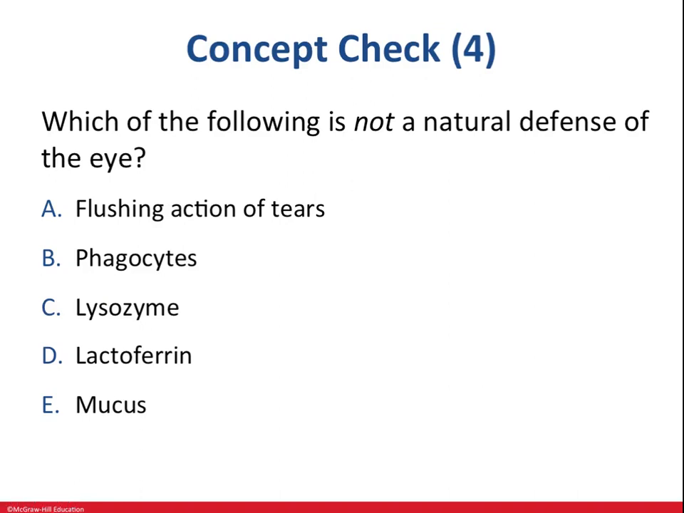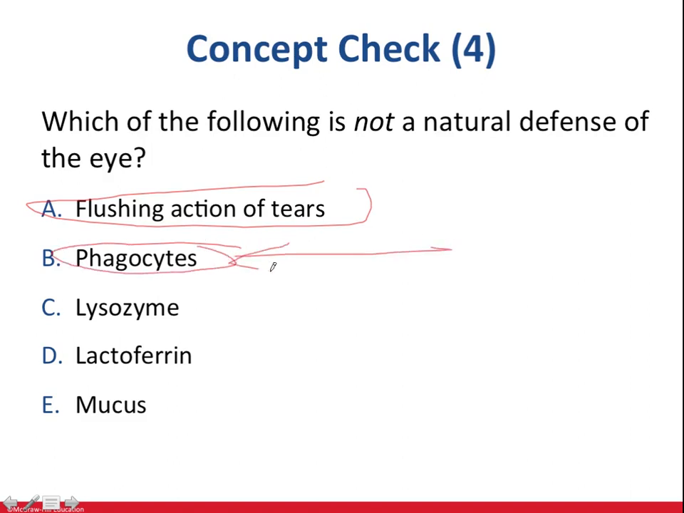Which of the following is not a natural defense of the eye? I'll give you 5 seconds. 1, 2, 3, 4, 5. The flushing, actually it is. Phagocyte is not, so the answer is this one. Lysozyme, yes, it is. Lactoferrin, mucus, it is. So the correct answer is B.